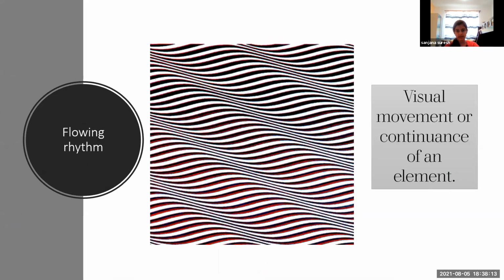Then flowing rhythm is the visual movement or continuance of an element. So here again, line is a continuous element. You can see a visual movement if you closely observe the figure.